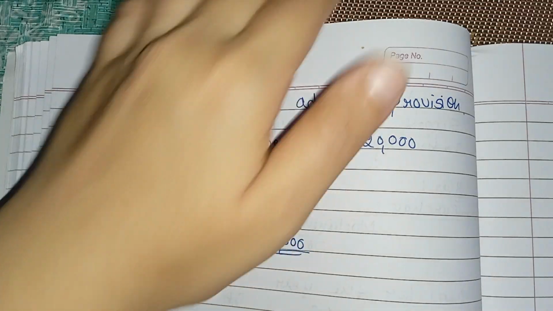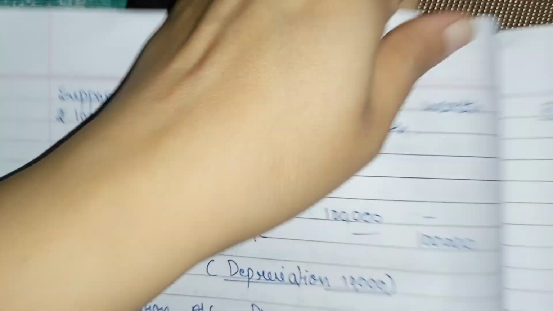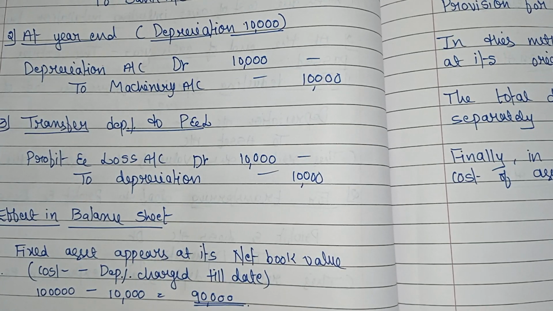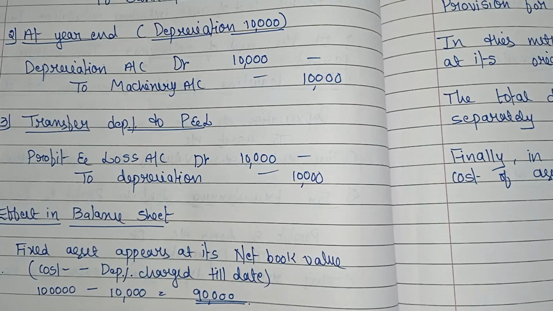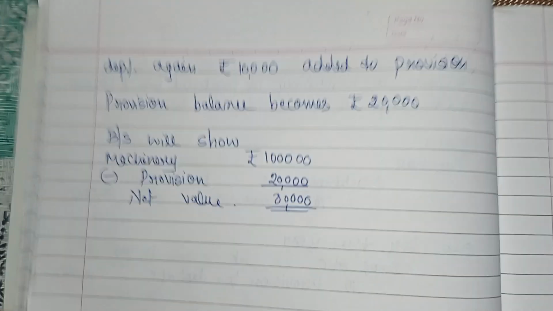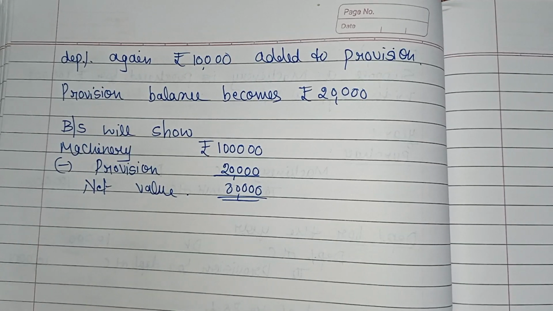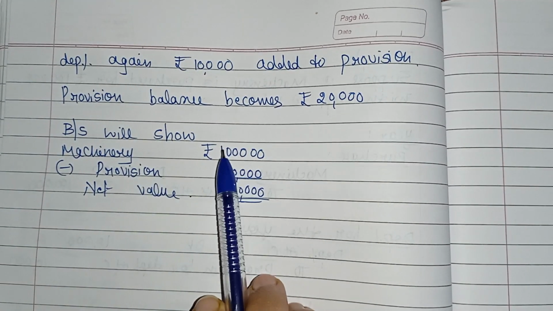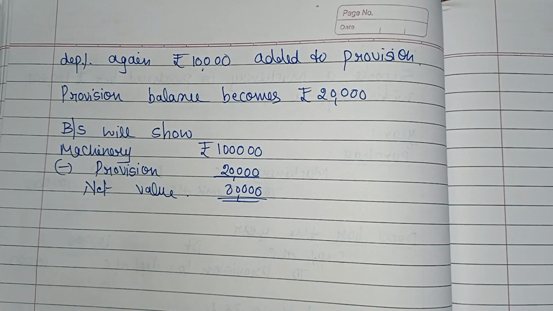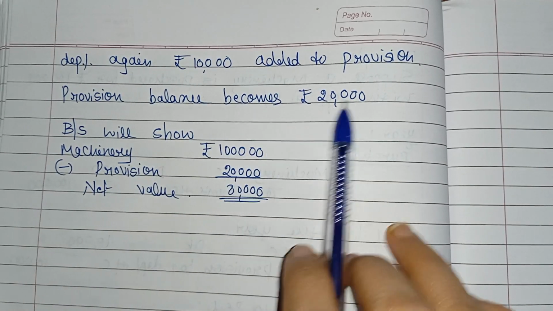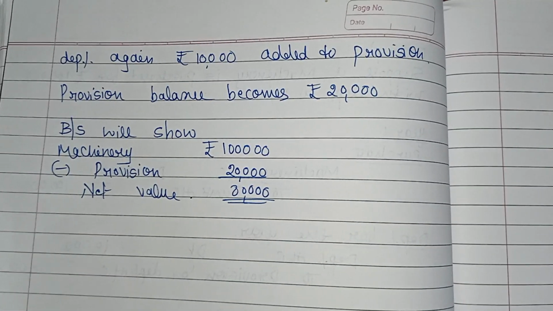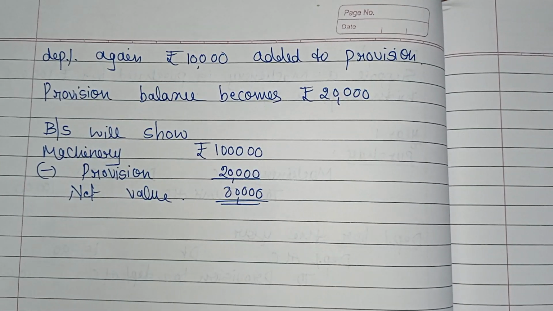But in the direct method, for the second year we will use the reduced value, that is rupees 90,000. On this we again calculate the depreciation, that is 9,000, and it becomes rupees 81,000 in the balance sheet. But here, for the second year in the provision for depreciation method, we will take the machinery's original cost, that is rupees 1 lakh, and we will deduct provision for depreciation, that is rupees 20,000. So our net value is rupees 80,000.